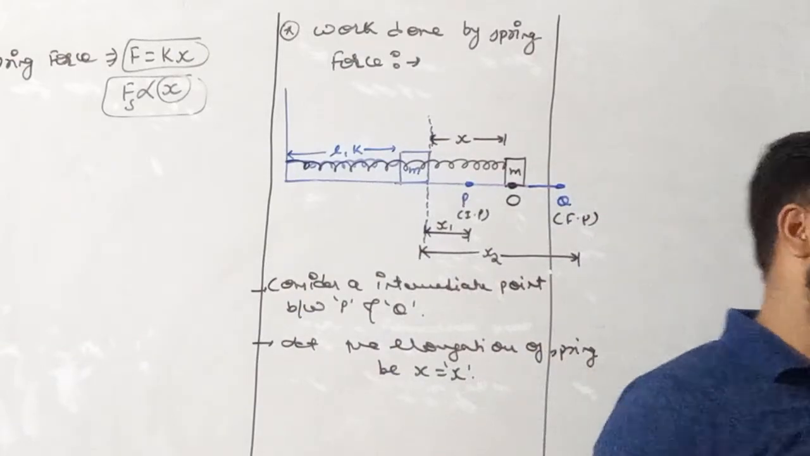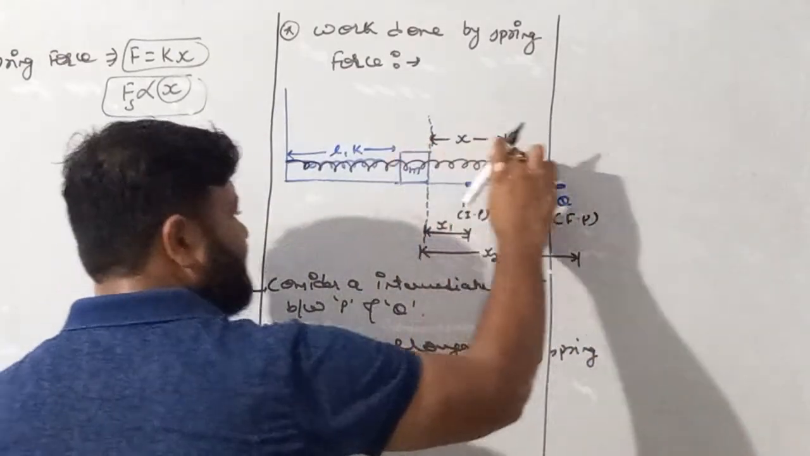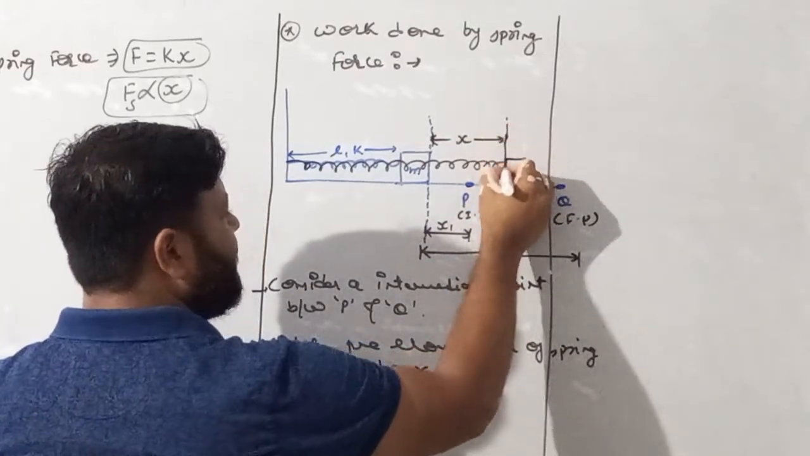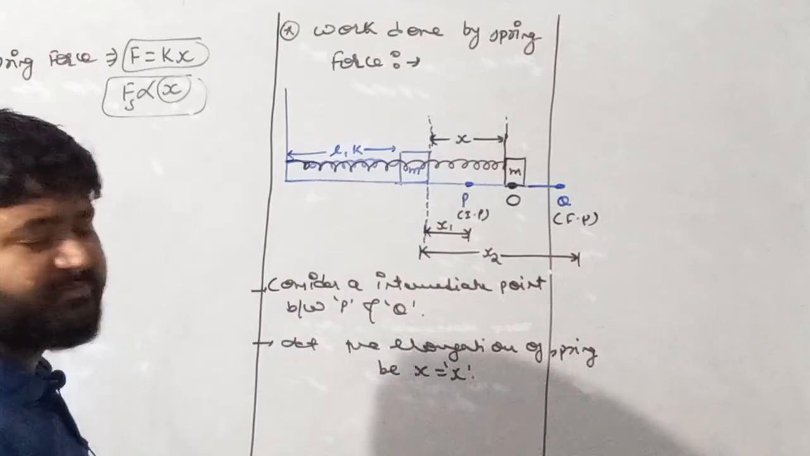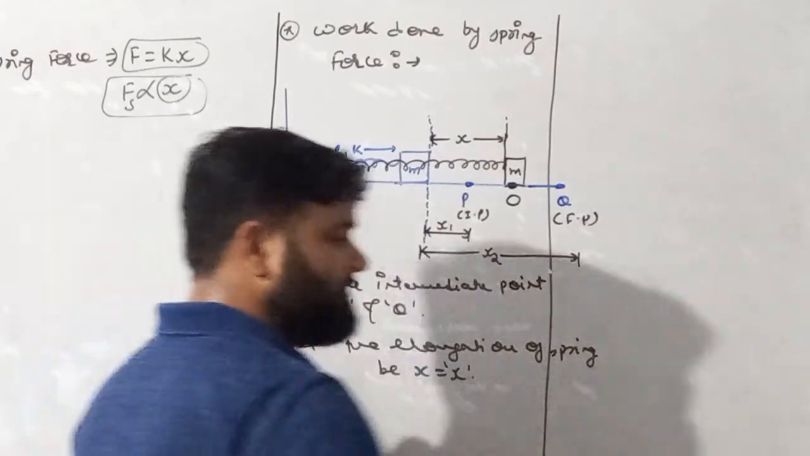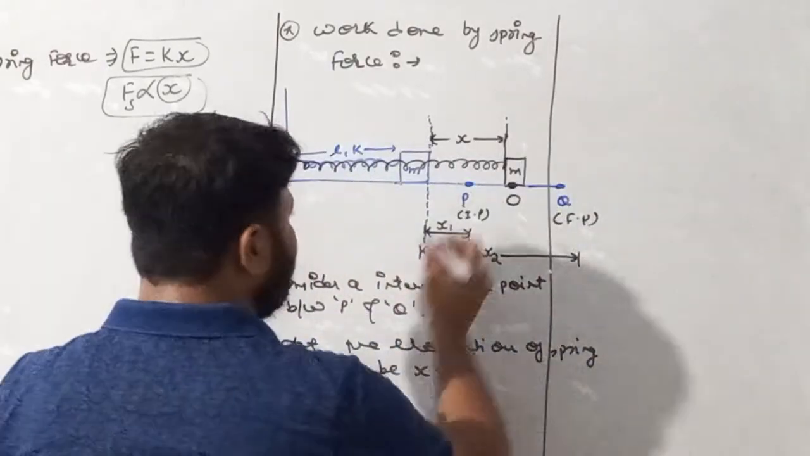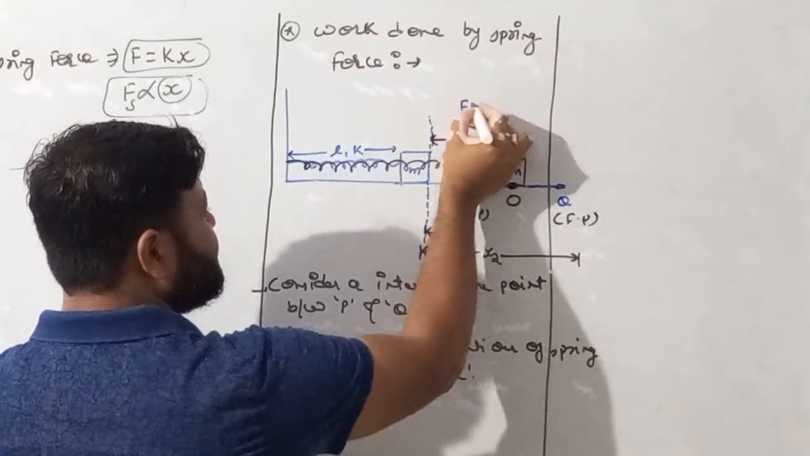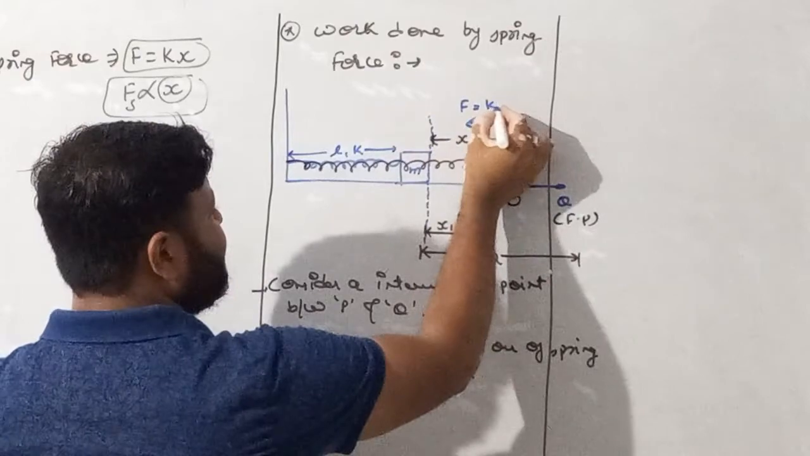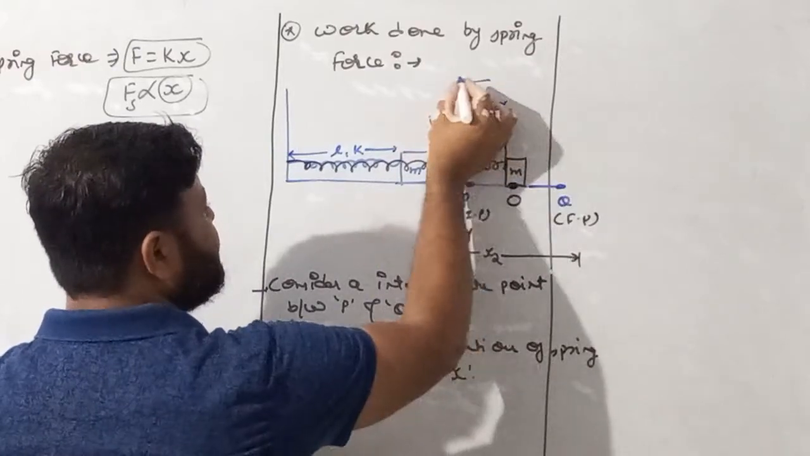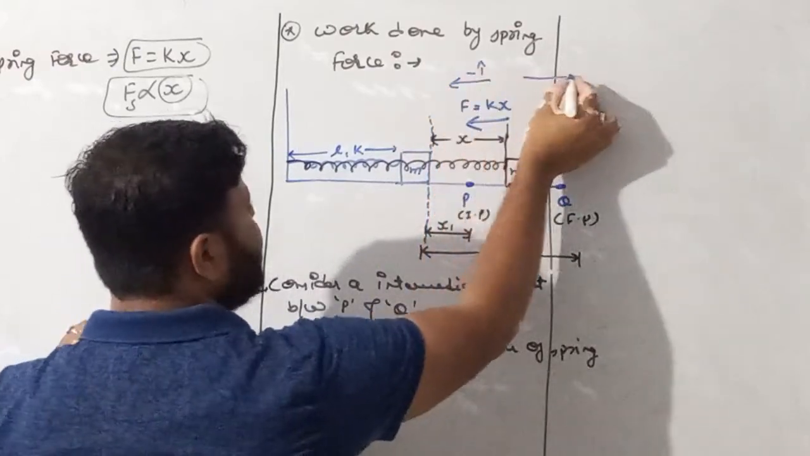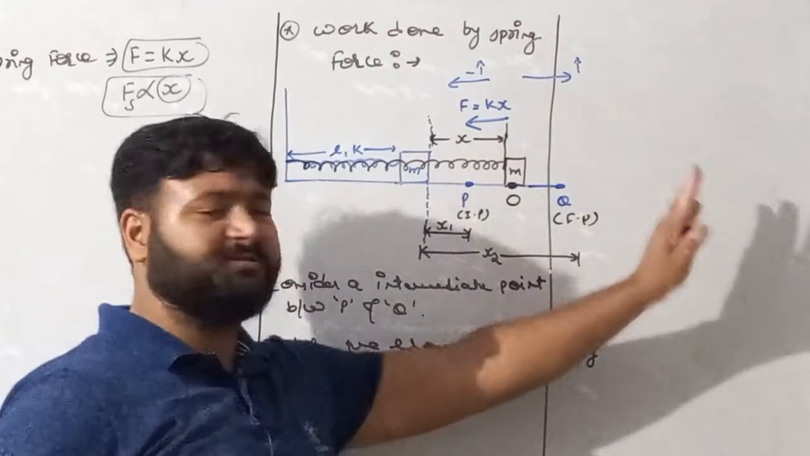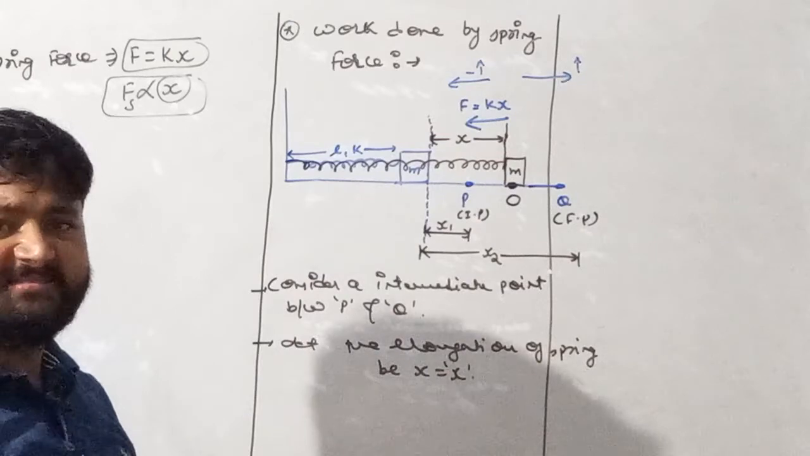Now see, my dear student, if I am placing this block at point O, here we have elongation and the spring always wants to stay at its natural length. So the direction of force applied by the spring at this position is inward, and it is F is equal to kx. In this direction it is minus i cap, and in this direction the direction is i cap, because this is the positive x-axis and this is the negative x-axis.